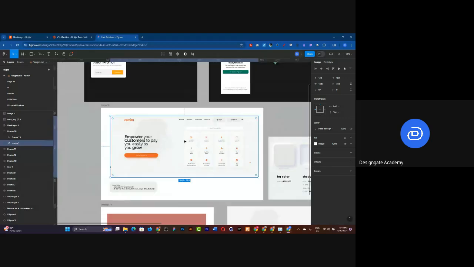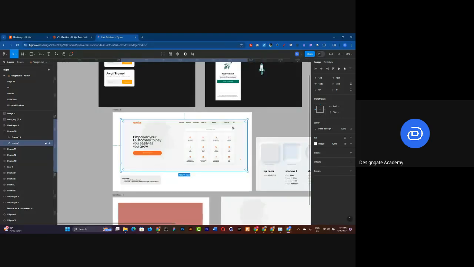So design your element. After designing your hero section, just carry your header and come and drop on top. Make sure it doesn't have background, instead of auto framing it. All right, sir. Yeah. Any other question?